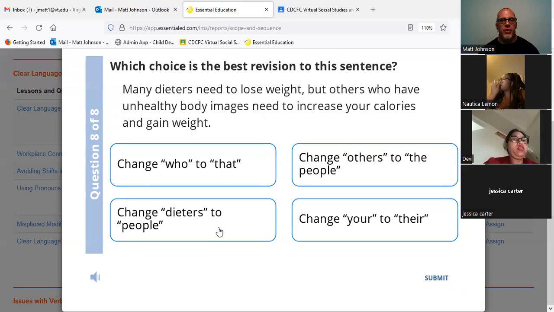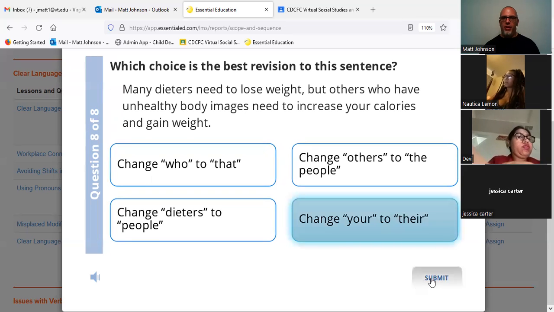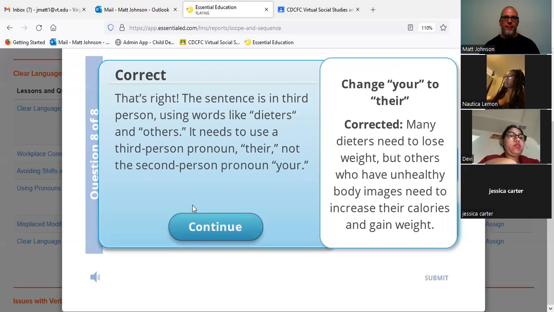Final one here. So many dieters need to lose weight, but others who have unhealthy body images need to increase your calories and gain weight. So we change your to there, right? And this one actually sounds a little bit awkward, right? Many dieters need to lose weight, but others who have unhealthy body images need to increase your calories and gain weight. So there you could see sort of the abruptness in the change of person. So there, or I'm sorry, your to there.